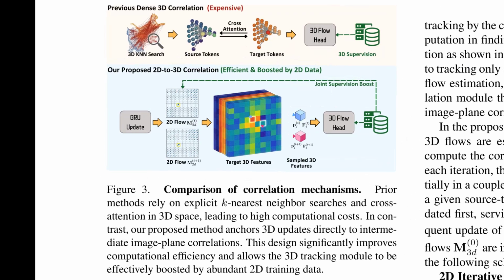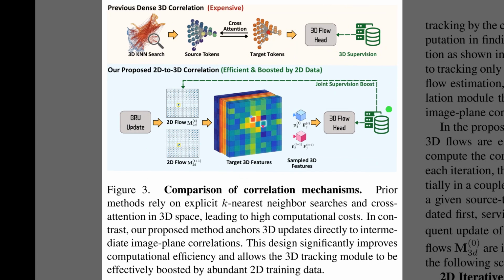So the previous figure laid out the overall architecture, and now Figure 3 directly compares the correlation mechanisms. The top panel illustrates how previous methods tackled dense 3D correlation, relying on explicit K nearest neighbor searches and cross-attention in 3D space, which quickly becomes computationally expensive. In contrast, the bottom panel details the proposed 2D to 3D approach. By anchoring 3D updates directly to intermediate 2D image plane correlations, this new design significantly improves computational efficiency and even allows the tracking module to be boosted by abundant 2D training data.